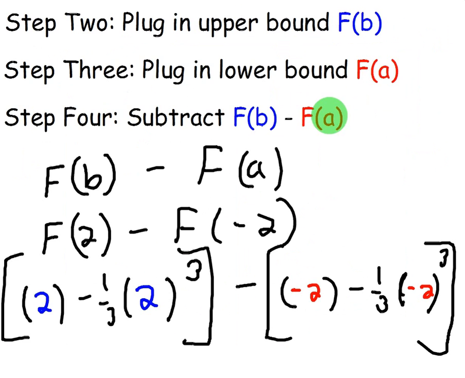And just to confirm that, we're going to go ahead and finish solving this problem out. So over here we have 2 minus 1/3 times 8. Over here, this is going to become plus 2. And this is going to stay negative. This is 3 negatives, so that's going to remain minus 8/3 as well. So you're going to have 2 plus 2 minus 8/3 minus 8/3.